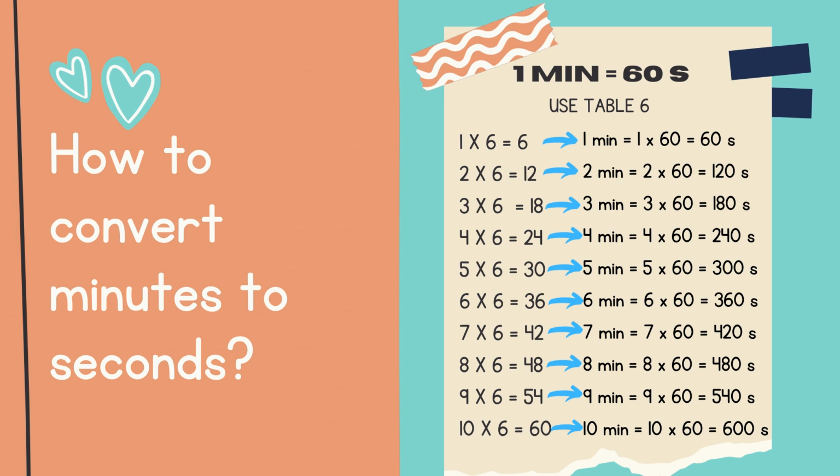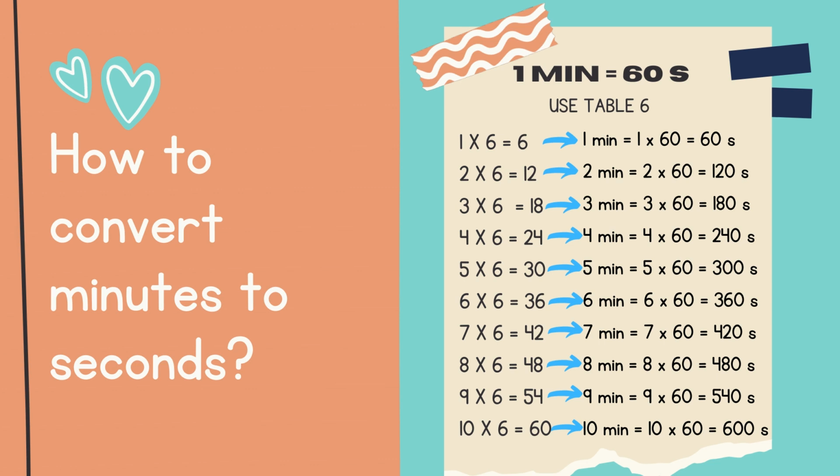As we know that 1 minute is equal to 60 seconds, in order to find how many seconds, 1 minute multiplied by 60 is equal to 60 seconds. And 2 minutes, 2 multiplied by 60, is equal to 120 seconds. To make it easier for you, we can see the correspondence here. 2 times 6 is equal to 12, and the answer here is 120. 3 times 6 is equal to 18, and the answer for 3 minutes is 180 seconds.